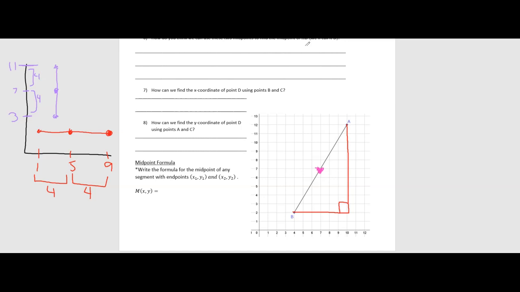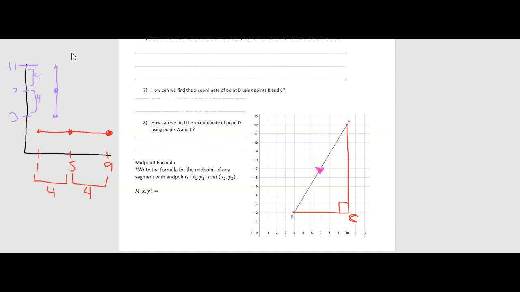It says label the other vertex as C. So now we have triangle A, B, and C. Number 5 asks, can we easily find the middle of the 2 new segments that we drew, so BC and AC? So if you haven't already, go ahead, try to find the middle of those 2.